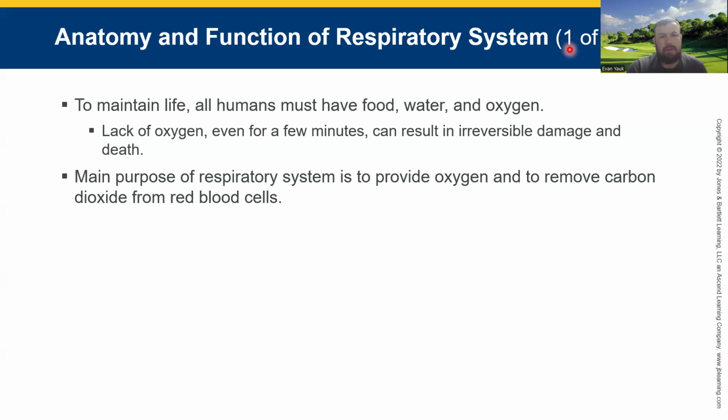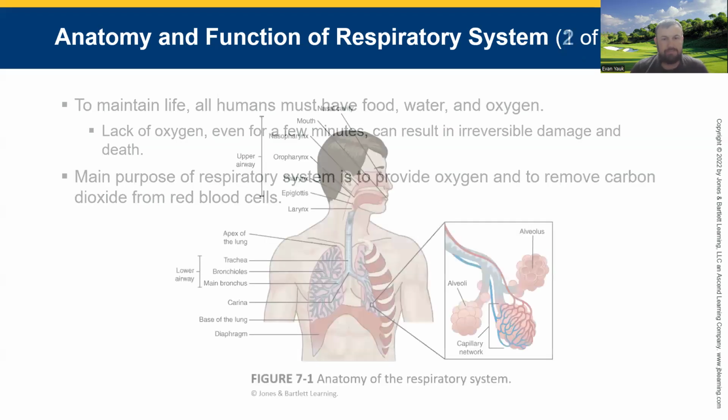So anatomy and function of the respiratory system. To maintain life, all humans must have food, water, and oxygen. We know that. Lack of oxygen, even for a few minutes, can result in irreversible damage or death. The main purpose of the respiratory system is to provide oxygen and remove carbon dioxide from the red blood cells. So we are breathing in oxygen, feeding our muscles, our tissues, our organs, and we're kicking out that carbon dioxide.